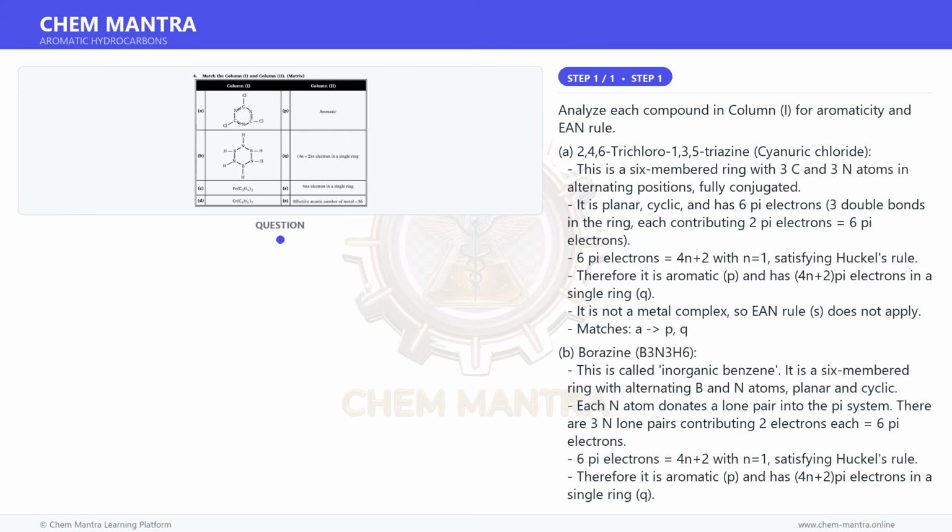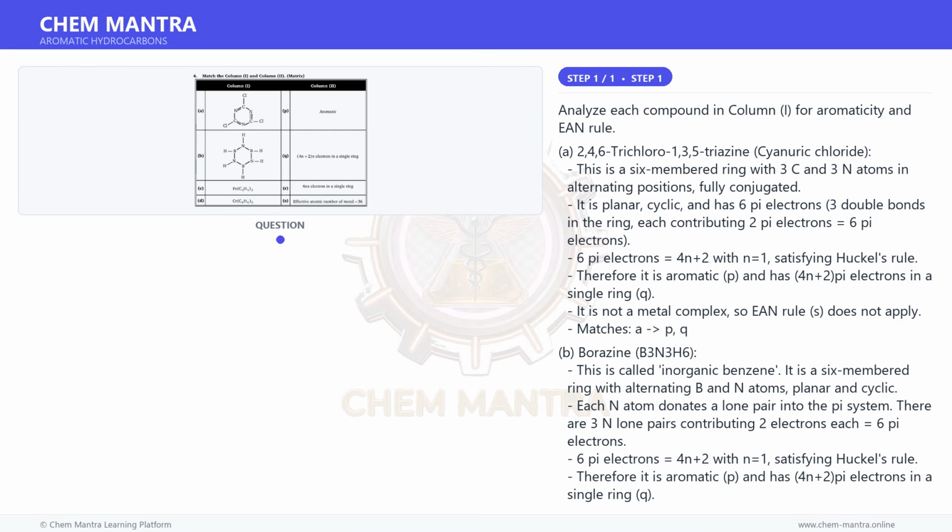Matches B, P, Q. C. Ferrocene, Fe(C5H5)2. Each cyclopentadienyl, Cp, ring C5H5, is a 6 pi electron aromatic anion, 4n plus 2, n equal to 1. The Cp ring has 6 pi electrons and is aromatic, P, and satisfies 4n plus 2 pi electrons in a single ring, Q. EN of Fe in ferrocene: Fe is in plus 2 oxidation state, Fe2+ has 24 electrons.